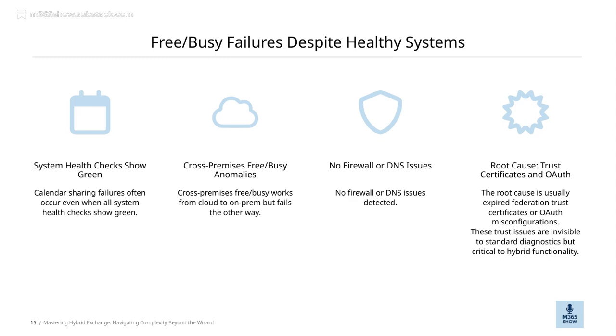And even when all the system health checks look green, indicating everything seems okay, calendar sharing failures can still happen. This highlights how critical it is to look beyond just the health check indicators and dig deeper into trust configurations and OAuth settings. Overall, understanding these nuances helps us better navigate the complexity of hybrid exchange environments and ensures smoother calendar sharing experiences.